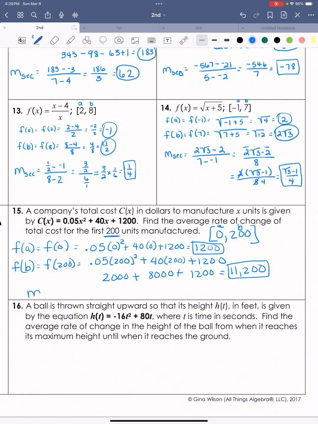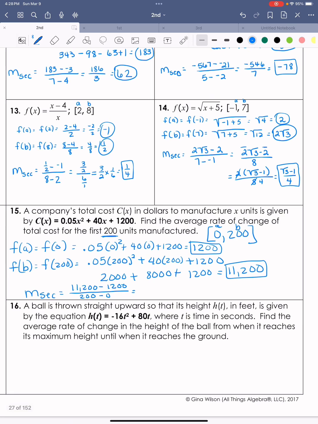All right, now our MSEC is going to be f of B, which is 11,200, minus f of A, which is 1,200, over B, which was 200, minus 0. So that is going to simplify down to 10,000 over 200, and that will equal 50, and this answer will be in dollars per unit.